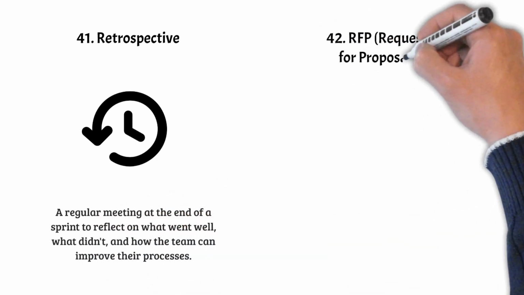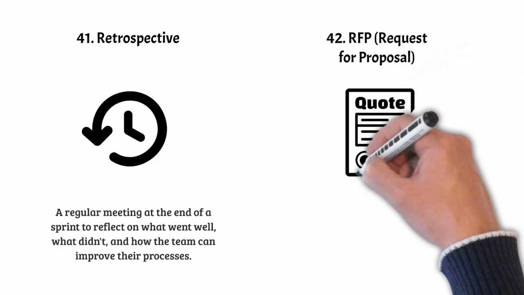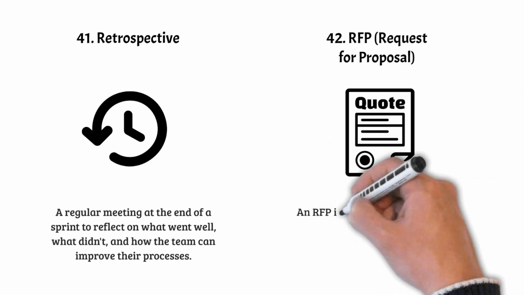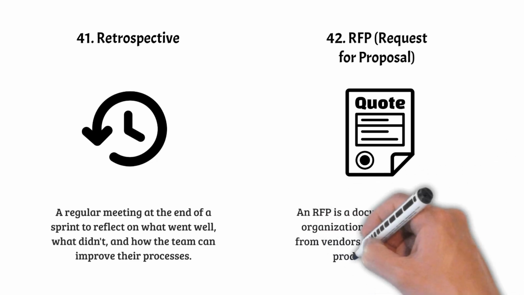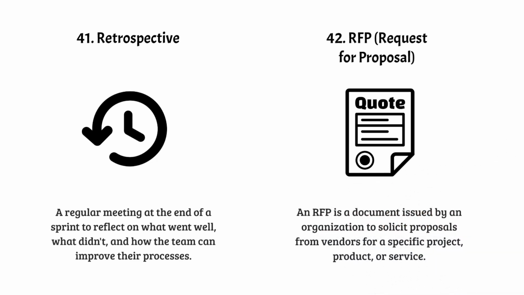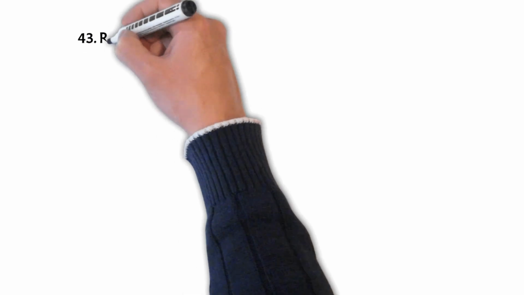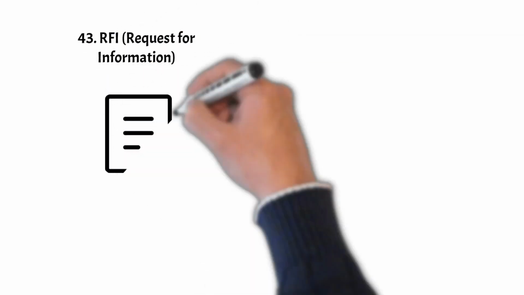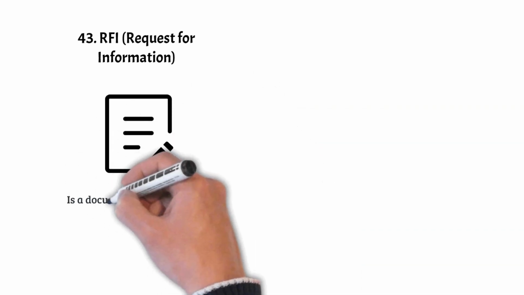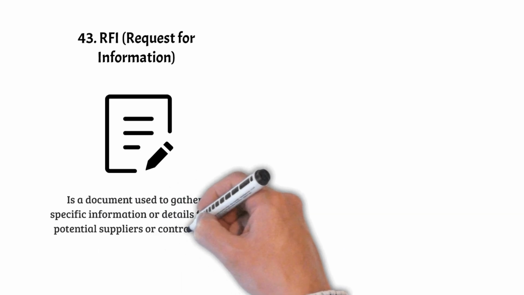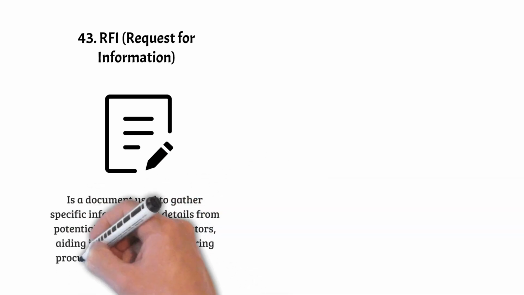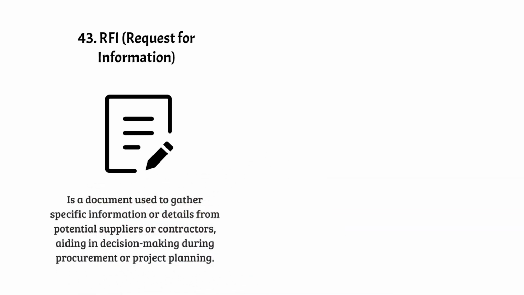42. RFP. Request for proposal. An RFP is a document issued by an organization to solicit proposals from vendors for a specific project, product, or service. 43. RFI, Request for Information, is a document used to gather specific information or details from potential suppliers or contractors, aiding in decision-making during procurement or project planning.